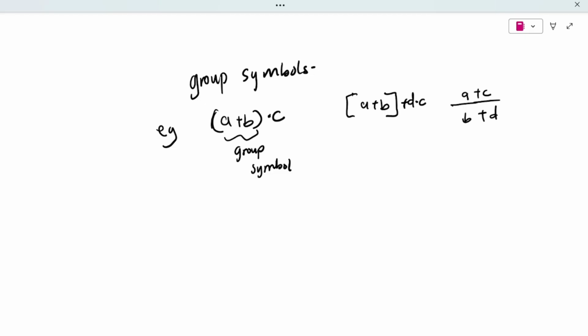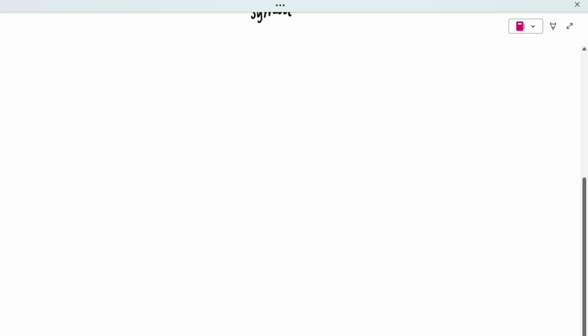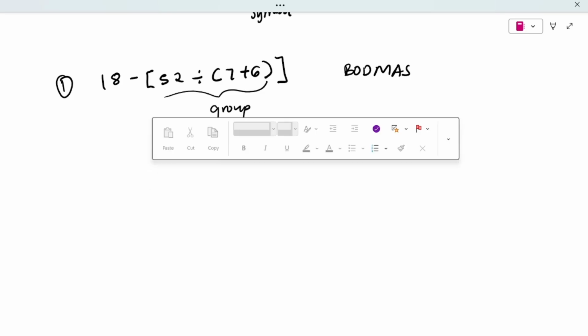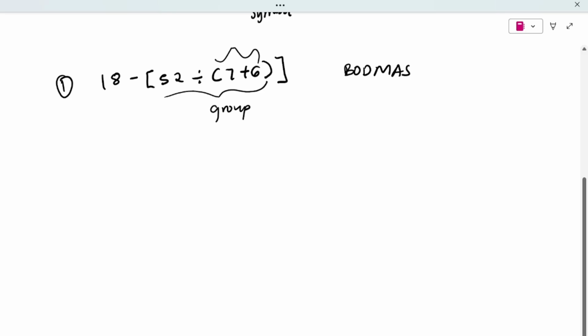So these are examples of group symbols. Let's deep dive into more examples. For example, example number 1: 18 minus 52 divided by (7 plus 6). So this is the group. I'm going to solve this using BODMAS. If you didn't understand BODMAS, you can go back to the videos where I explained more about BODMAS. From here, I'm just going to go straight. I'm going to start with this part.